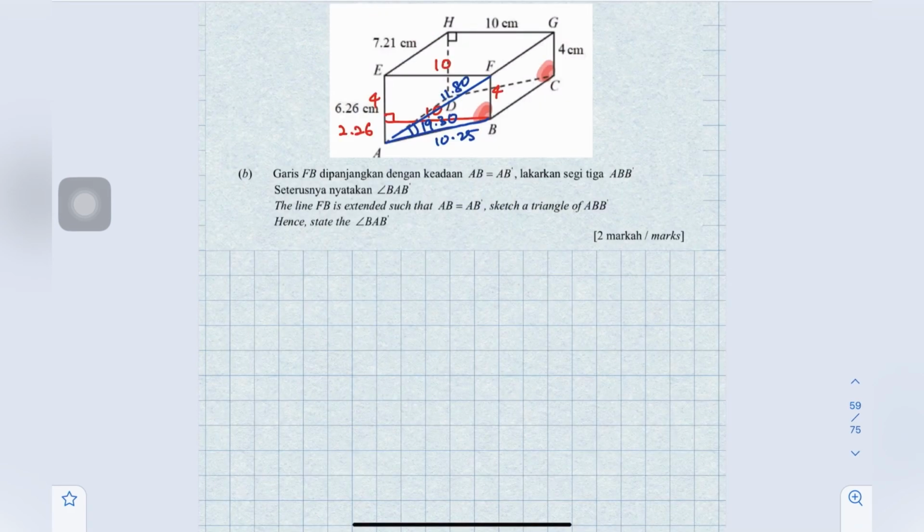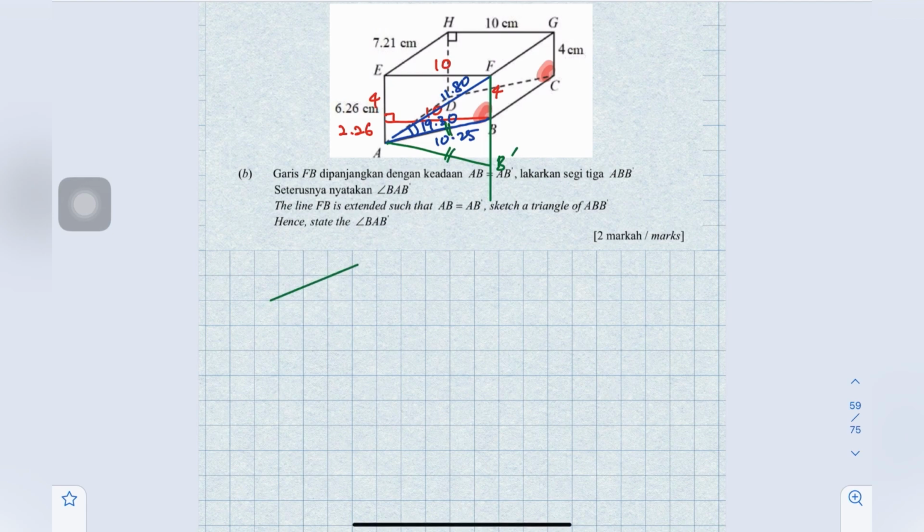B, the line FB is extended such that AB equals to AB prime. Sketch a triangle of ABB prime. Hence state the angle of BAB prime. Okay, so now line FB, this one line FB extended. Okay, so then AB equals to AB prime. Here we got another line. So here B prime. So these two are same. Okay, isosceles.